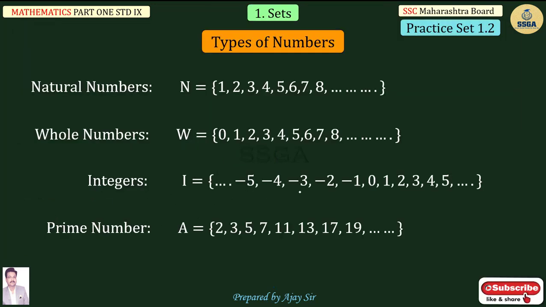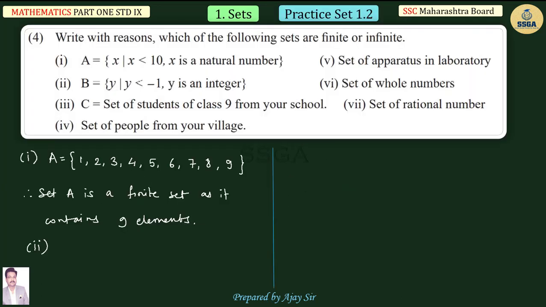So here this is a set of integers, student. So y is less than -1. So these are the numbers, student: -2, -3, -4, -5. These numbers are less than -1, and these numbers are greater than -1. As we go to the negative side, these numbers are decreasing. So our answer is set B.